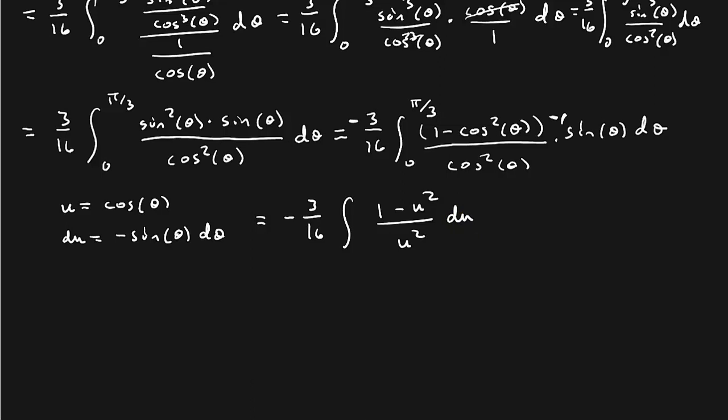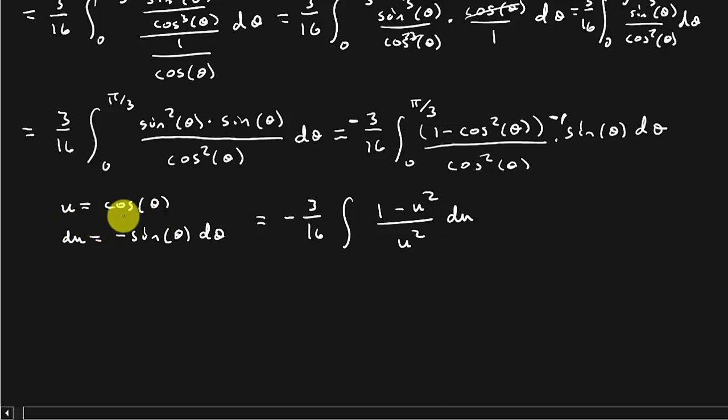All right, but what do I have to do now? I've already changed my limits once, but I've got to change them again because I changed my variable to u. Well, what's u? u is cosine theta.